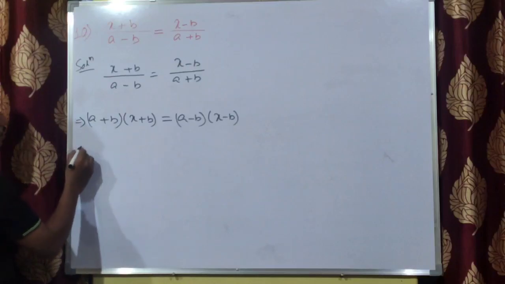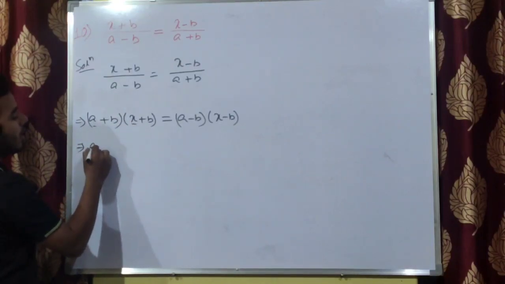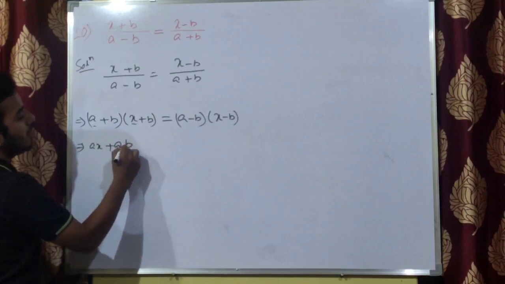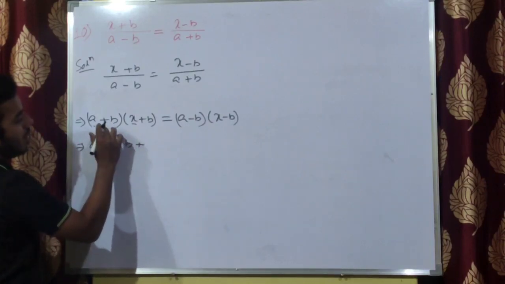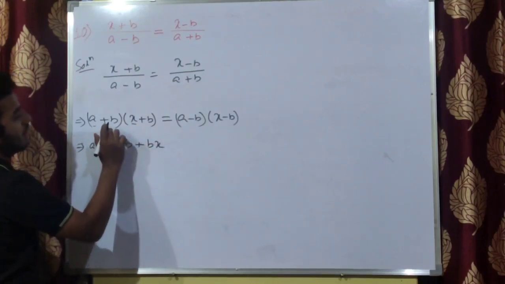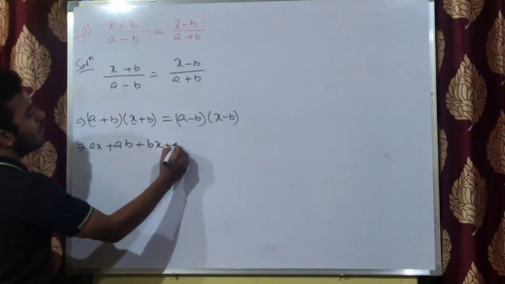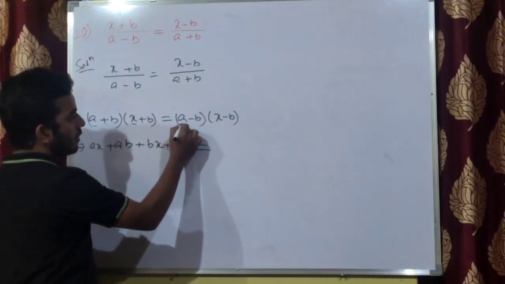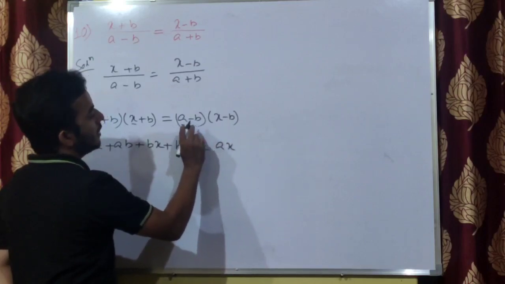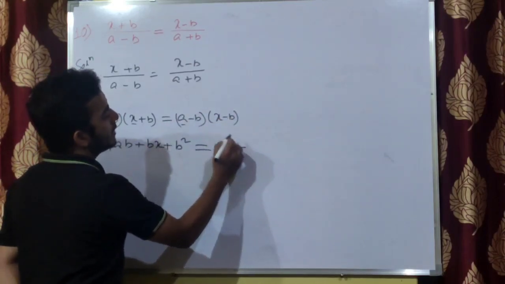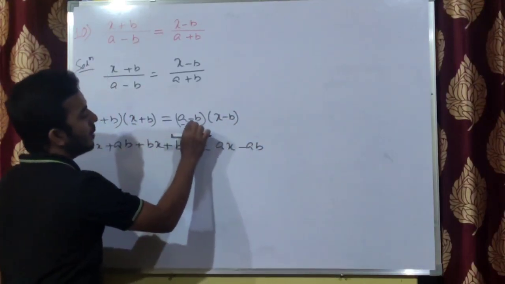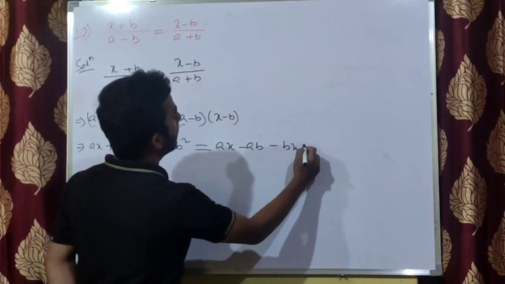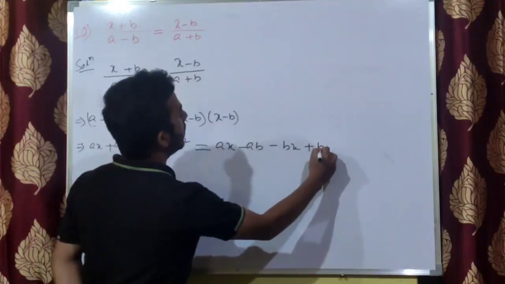Now we will multiply, look how we will multiply: a into x, ax, then a into b, as there is plus sign, plus ab, then plus b into x, bx, then plus b into b, b square, then this equals a into x, ax, then look here, a into minus b, minus ab, then minus b into x, minus bx, then minus b into minus b, plus b square.